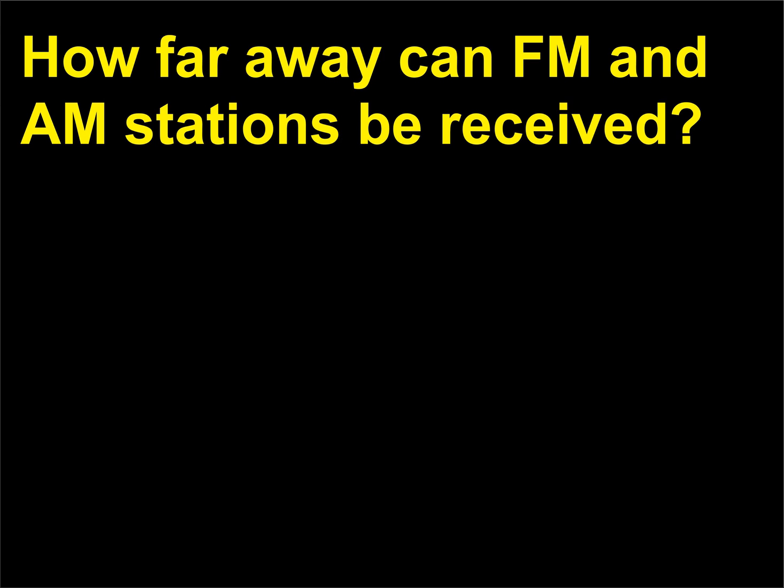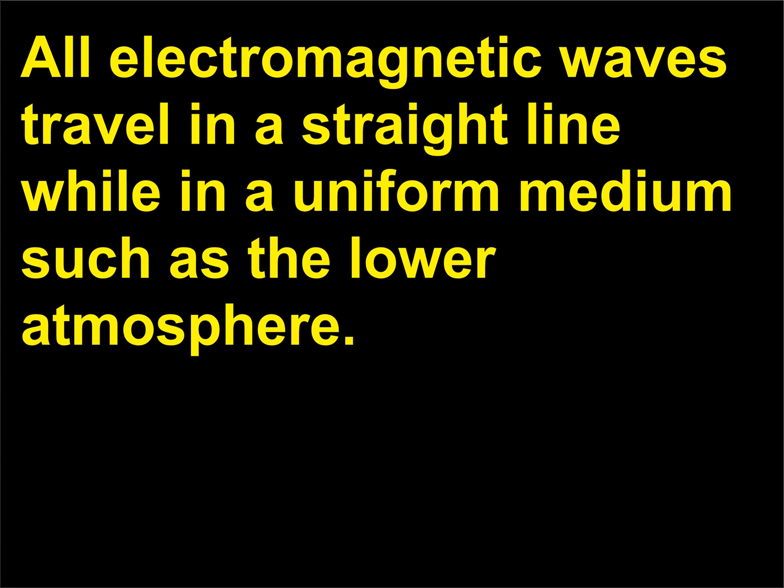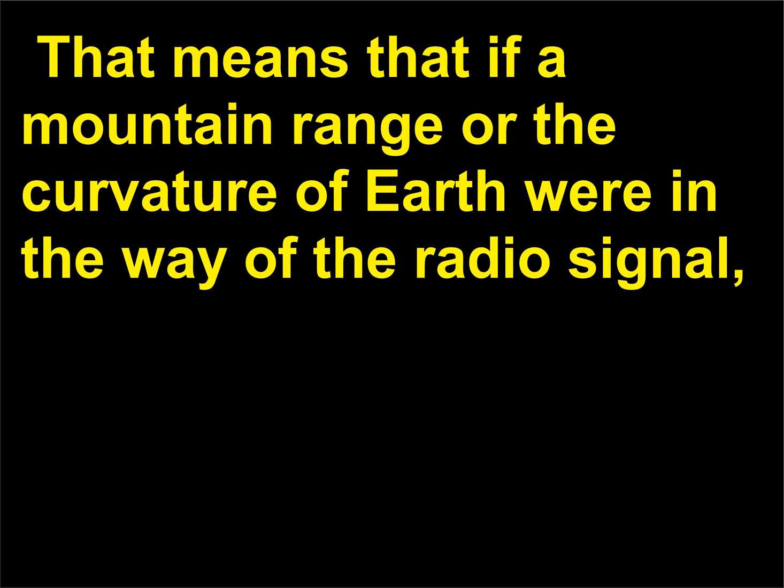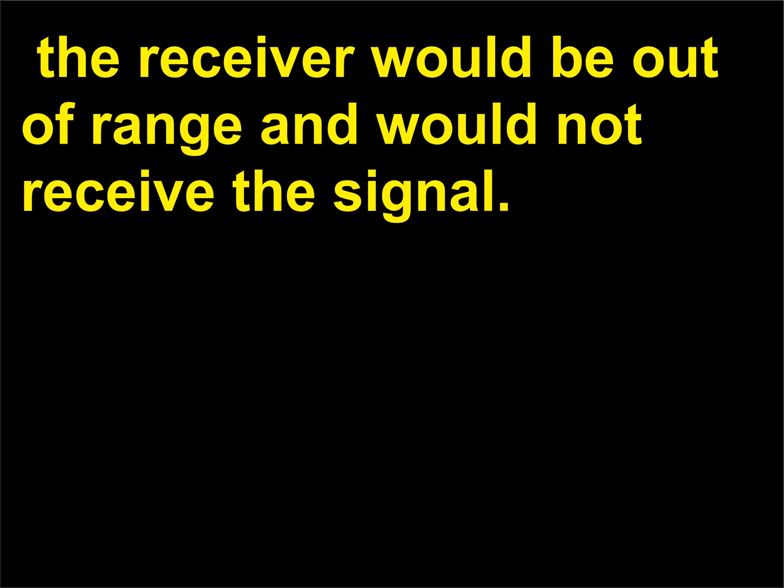How far away can FM and AM stations be received? All electromagnetic waves travel in a straight line while in a uniform medium such as the lower atmosphere. Therefore, most radio waves only have what is called a line-of-sight range. That means that if a mountain range or the curvature of Earth were in the way of the radio signal, the receiver would be out of range and would not receive the signal.